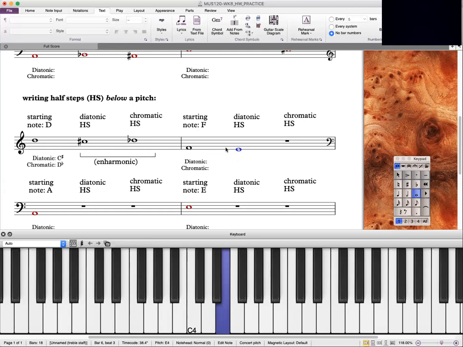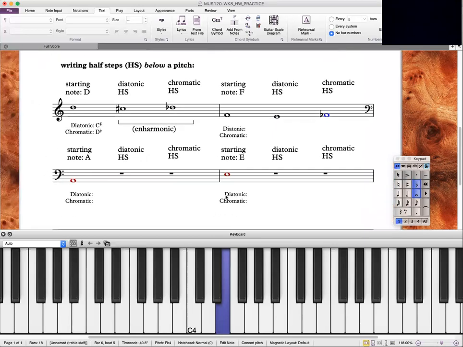Notice here that F and E are already half steps, just natural, so no accidentals needed. They're adjacent keys. Now, if I'm starting from F and I need a chromatic half step below, then I can stick to F, right? The letter name won't change for a chromatic half step, but I need to add an accidental. To lower a note by a half step, we're adding a flat. So F to F flat is our chromatic half step. Again, noticing here that E natural and F flat are enharmonically spelled. They're the same key on the keyboard.